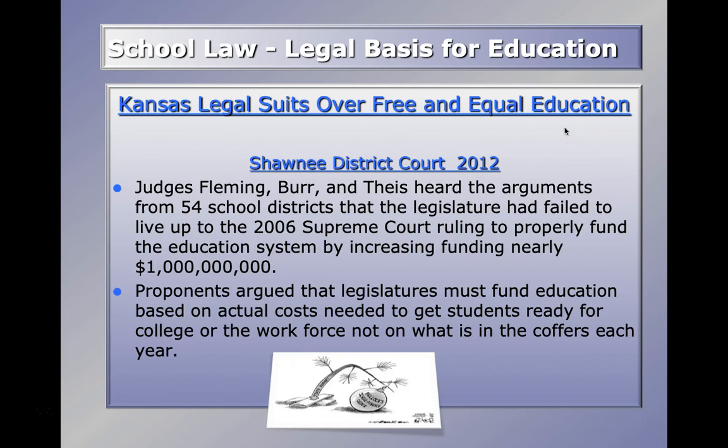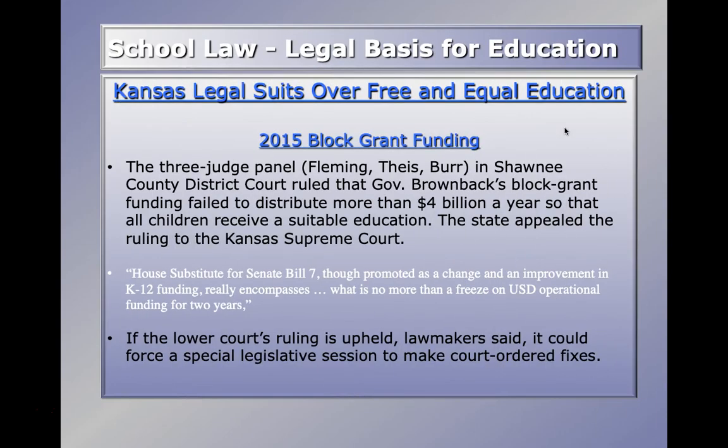And so Judges Fleming, Burr, and Theus heard the arguments from 54 school districts that the legislature had failed to live up to 2006 Supreme Court rulings to properly fund the educational system by increasing funding, and it said that it must fund education based on the actual costs needed to get students ready for college or workforce, not on what the coffers had each year. So that set in motion another set of actions. And so in 2015, again, the same three judges ruled that Governor Brownback's block grant funding failed to distribute more than $4 billion a year so that all children receive a suitable education.